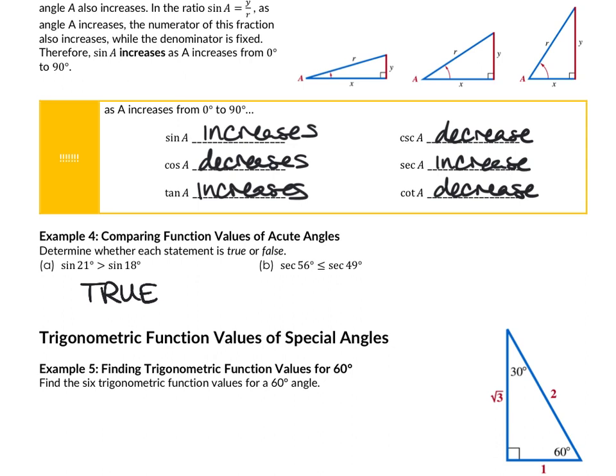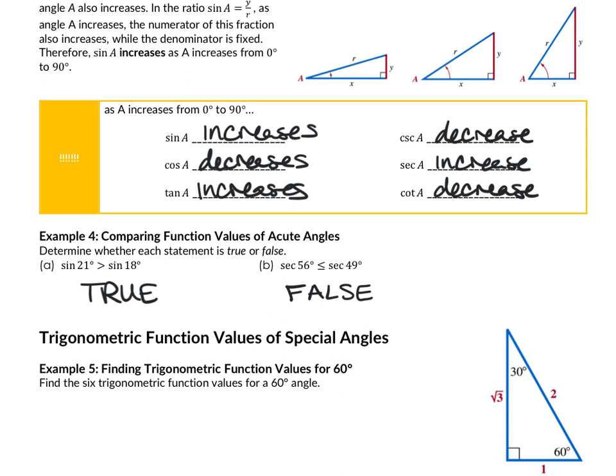But for B, it says that secant of 56 degrees is less than or equal to secant of 49 degrees. But we know secant should be increasing, so this is false. Because if it's increasing, the bigger angle should have a bigger value, so that inequality sign is flipped the wrong direction.